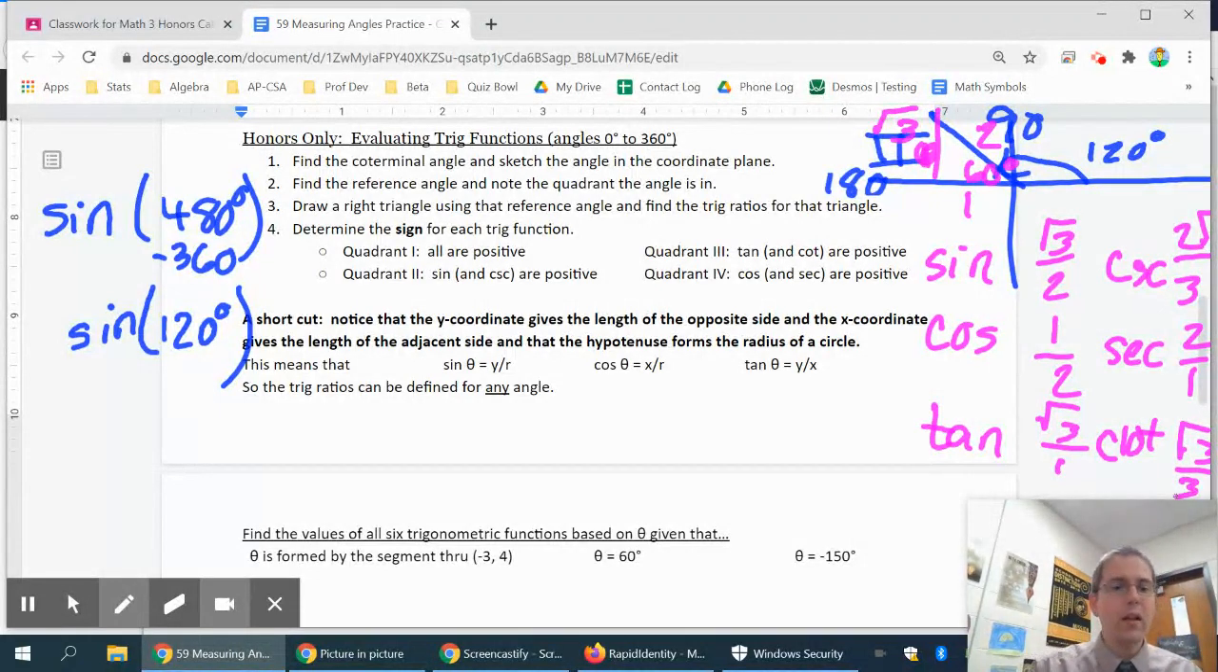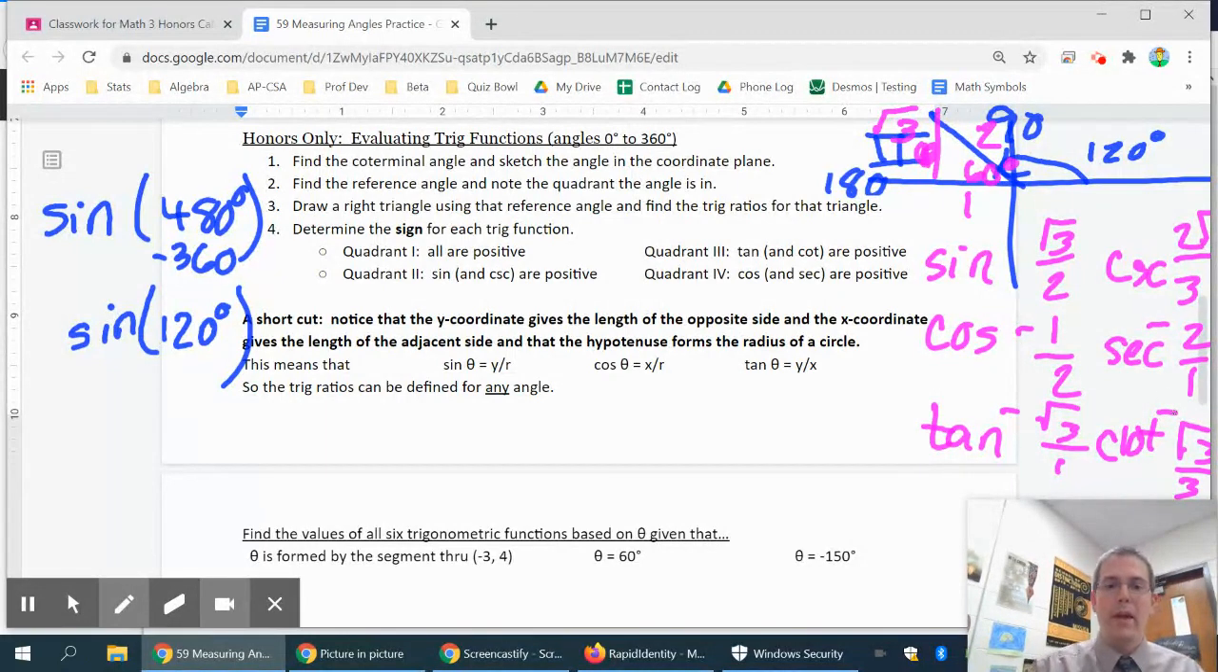Now, once you have those trig functions, then you need to pay attention to your signs. If I am in quadrant 2, you notice it says that sine is positive. So sine and cosecant are positive, but everything else is negative.